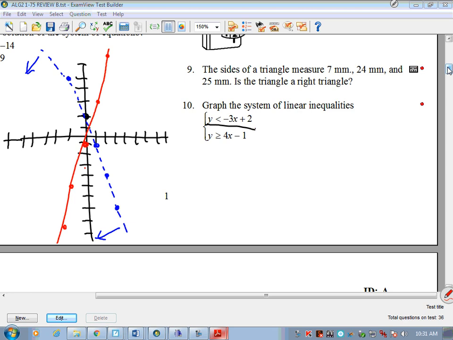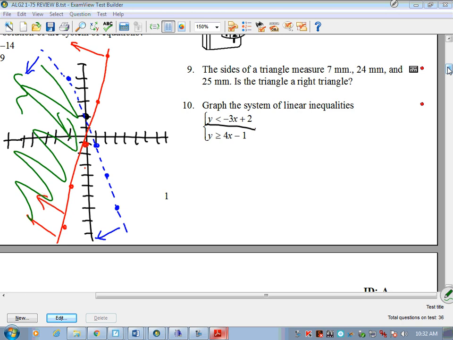Now I'm going to check my test point here. Granted, it's a little tough because it looks like it's kind of cutting through. I think 0, 0 is not on the line. Is 0 greater than or equal to -1? Yeah. So I'm going to include this side over here. So your darkest shaded region would be this right here. Does that make sense?